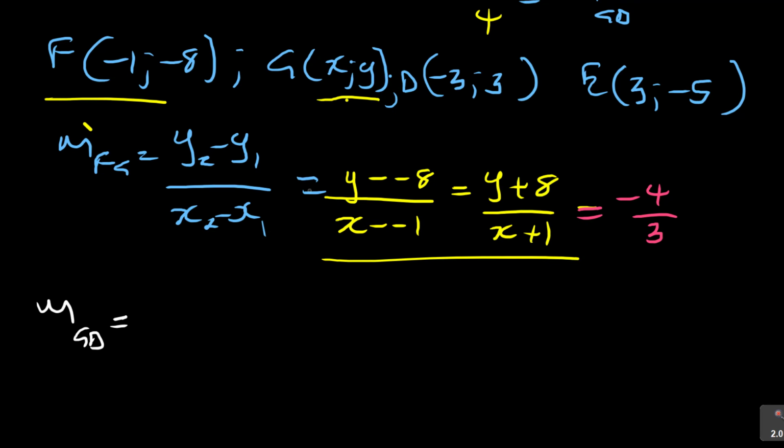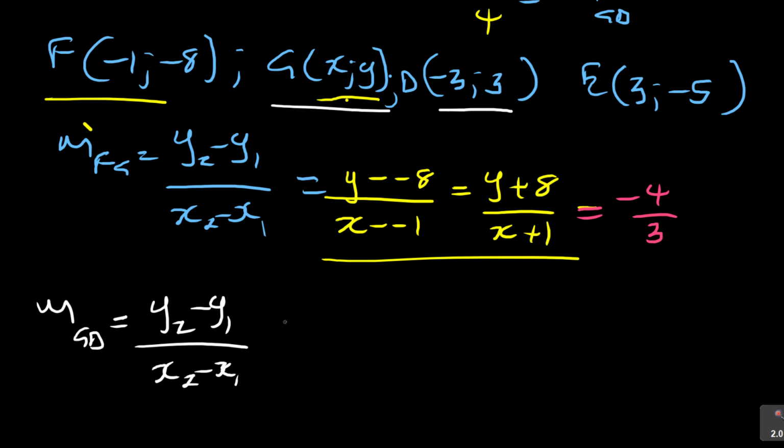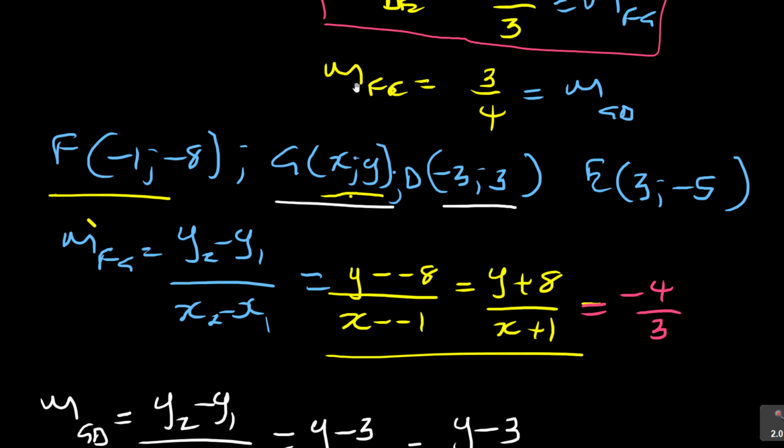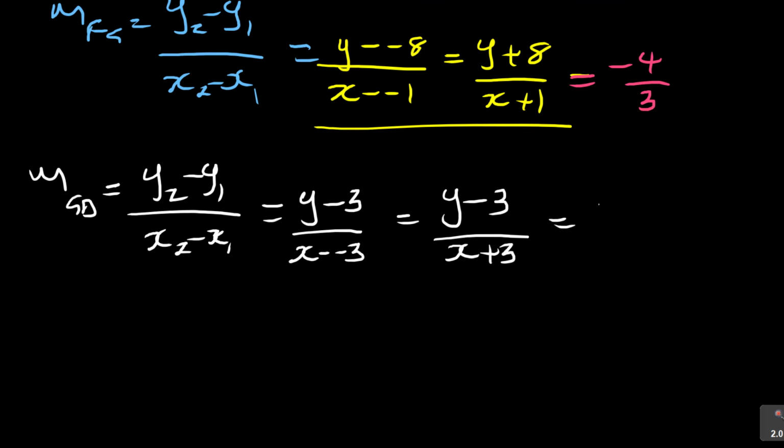GD is equal to, we have got G and we have got D. So we do y2 minus y1 over x2 minus x1. Let's start with the x part and y. So it will be y minus 3 over x minus 3, which is equal to y minus 3 over x plus 3. But we know the gradient of GD is the same as the gradient of FE, which is 3 over 4. That's it. So that's what you wanted to do.